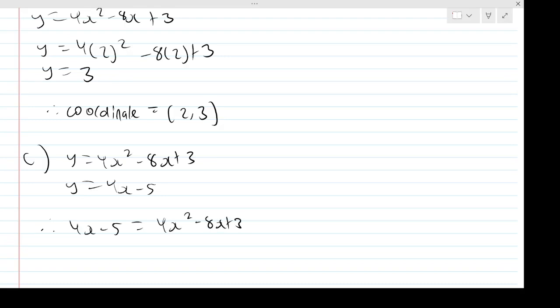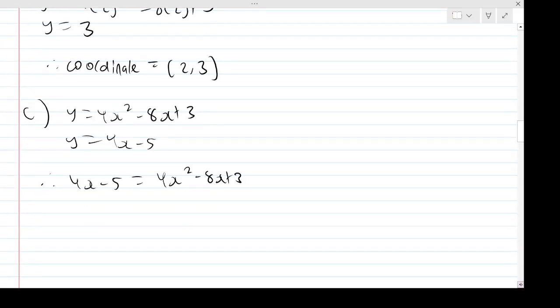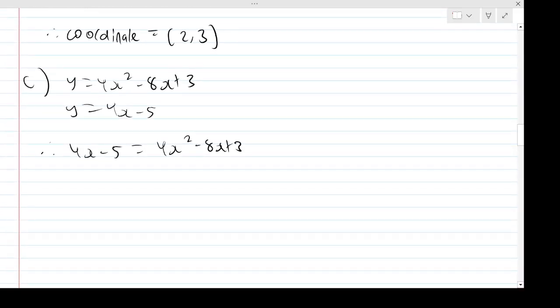So I've substituted one equation into the other. Then I can rearrange to get a quadratic. So it's going to be 4x squared. Then if I subtract 4x from both sides, minus 8x minus 4x will be minus 12x. Then if I add 5 to both sides, I get plus 8 equals 0.